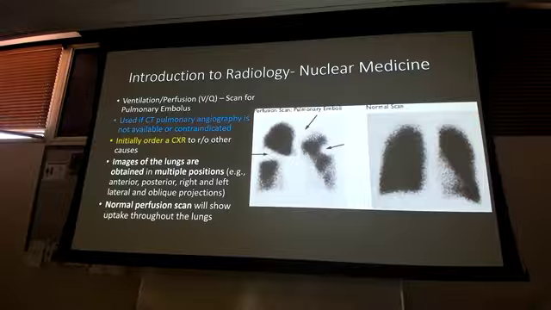Okay? You're always going to initially order a chest x-ray to rule out other causes. We'll talk about that more in block 2, right? Chest x-rays first for just about everything. But you use the VQ scan when you can't get a CT PA for a pulmonary embolism concern or a blood clot.